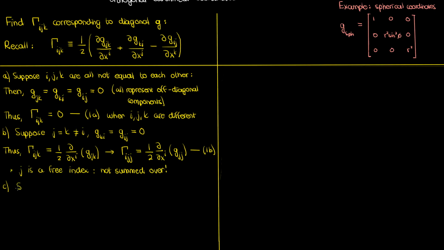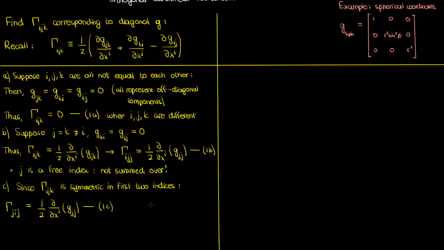In addition, since the Christoffel symbol of the first kind is symmetric in the first two indices, we can also simultaneously show that the same formula applies for when the first and last indices, the I and the k, are the same, but the middle index is different. I'll call this equation 1c.